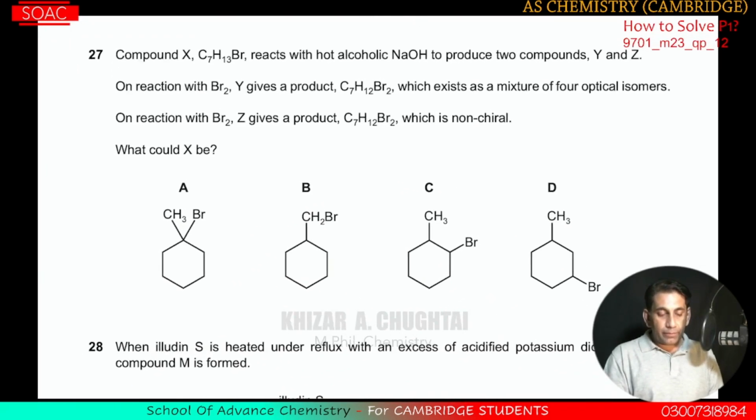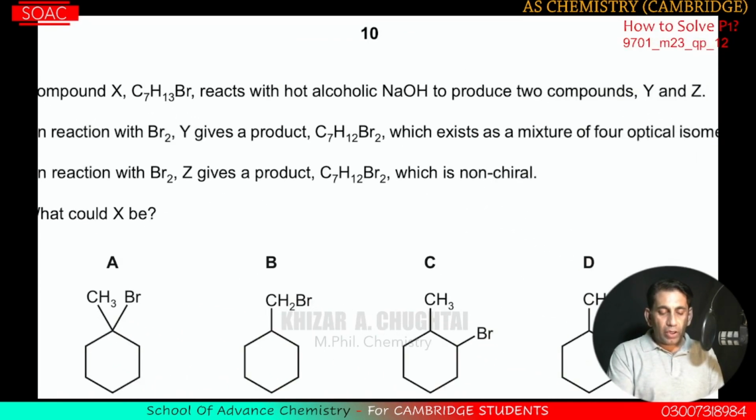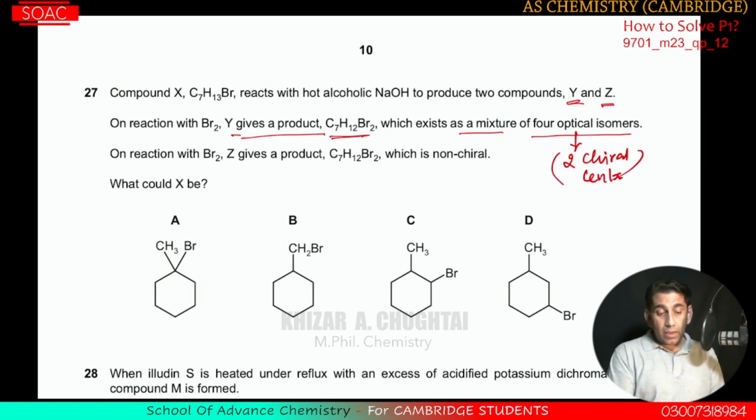Question number 27. Compound X, C7H13Br, reacts with hot alcoholic NaOH to produce 2 compounds Y and Z. On reaction with Br2, Y gives this product, which exists as a mixture of 4 optical isomers, meaning there are 2 chiral centers. And in the case of Z, that gives the product C7H12Br2, which is non-chiral.